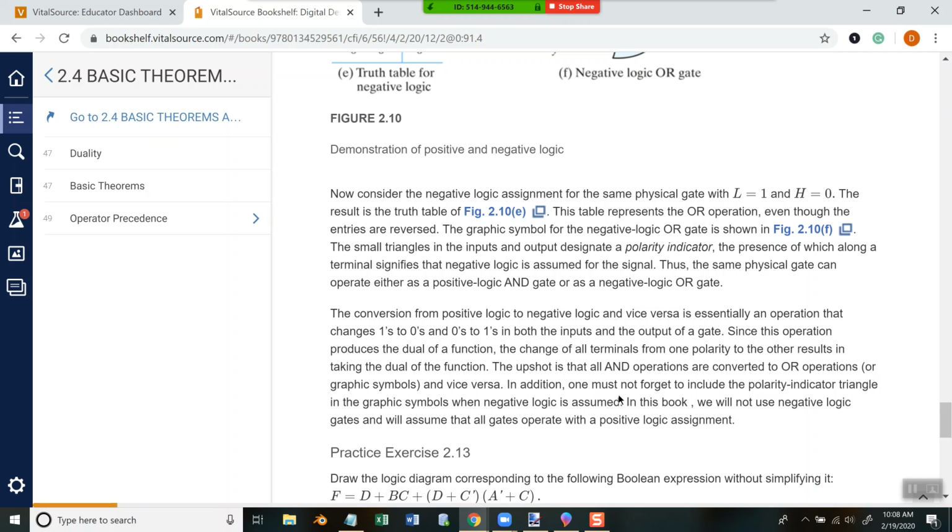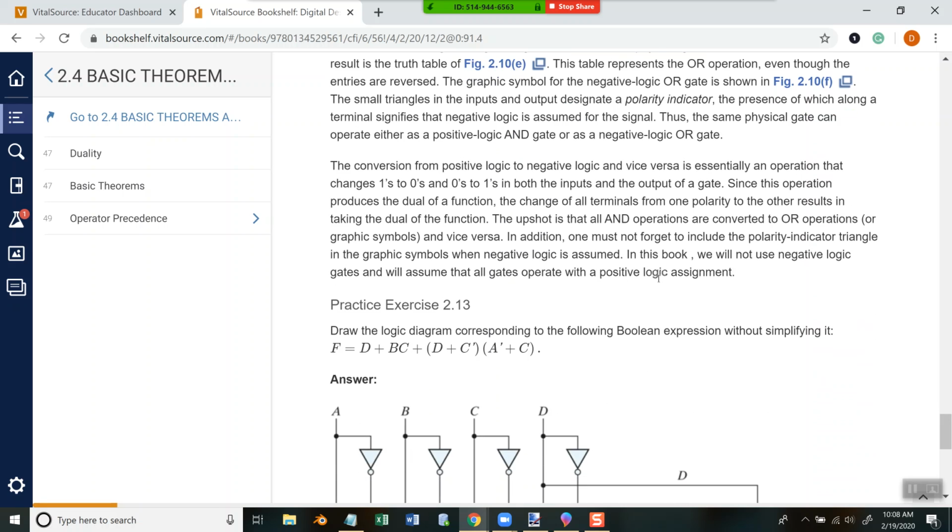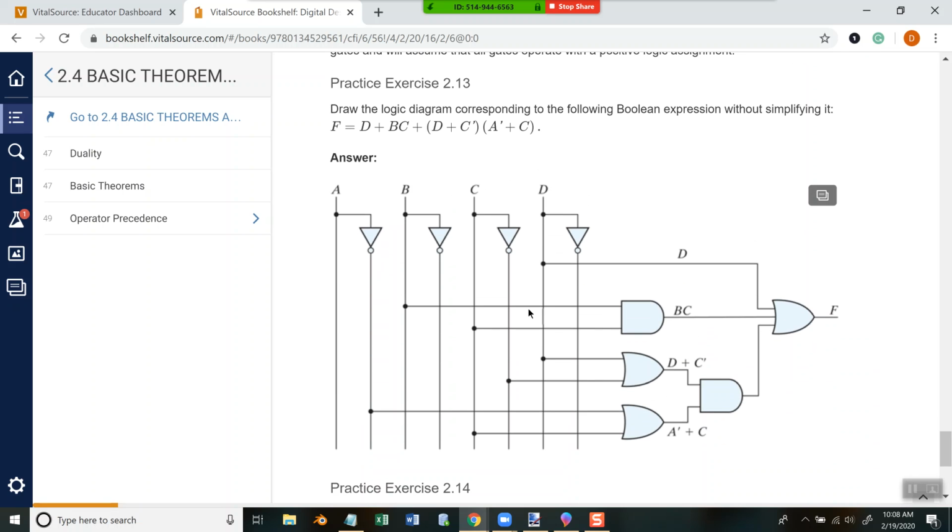Now considering, okay, talk about that. Small triangles in the inputs and output designate a polarity indicator, the presence of which along a terminal signals that negative logic is assumed for the signal. Change from positive to negative logic to change 1s to 0s, 0s to 1s. Okay. Okay, let's see how this goes.